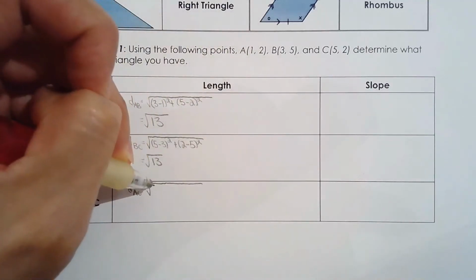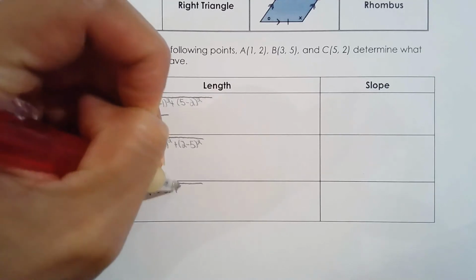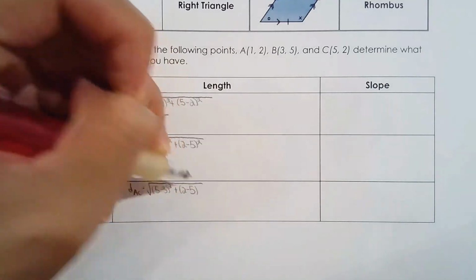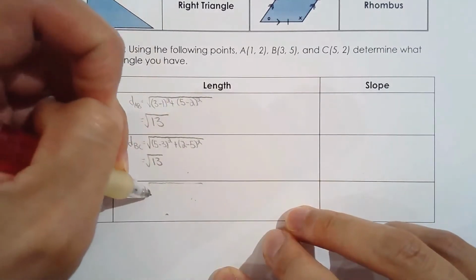Length of AC, 5 minus 3, and 2 minus 5. Oops, it's AC, not BC. AC.